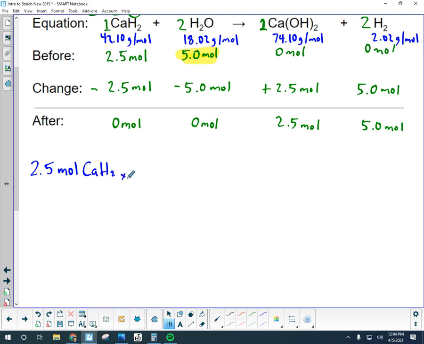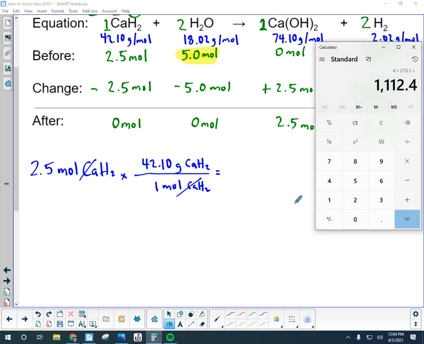I want to convert that to grams. So it's just a straight multiplication of the molar mass, which again, you'd have to go to the periodic table and add this up. That's the grams in 1 mole. So again, that's the grams in 1 mole. You've got 2.5 moles. That's why we're multiplying here. We'll go to the calculator. 2.5 times 42.10.